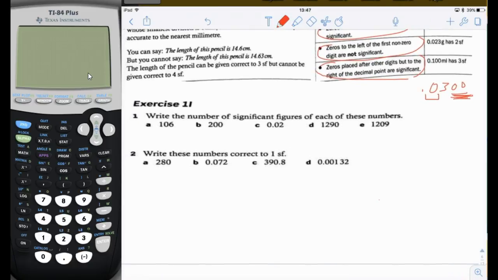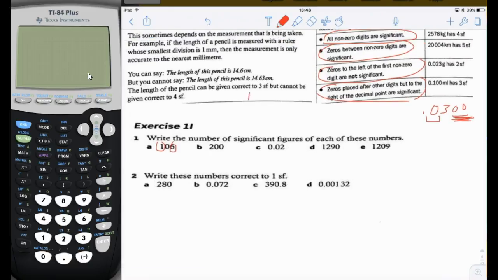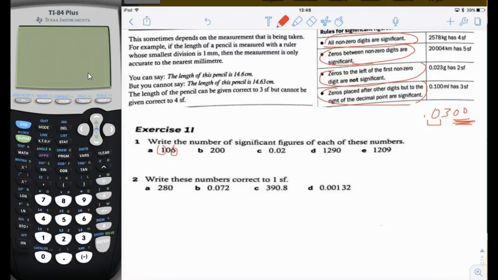It'll help. Write the number of significant figures of each of these numbers. Okay, so the 1 is significant, the 6 is significant. Remember that zeros between non-zero digits are significant. So there's 3 significant figures here. What about 200? Well, we know that the 2 is significant because non-zero digits are significant, but the zeros between the decimal point and the 2, not significant. Zeros to the left of the first non-zero digit are not significant. Zeros placed after other digits, but to the right of the decimal point, are significant. But to the left of the decimal point, you can't really tell, but in this case, we'll say they are not. Okay? And we'll go into that later.